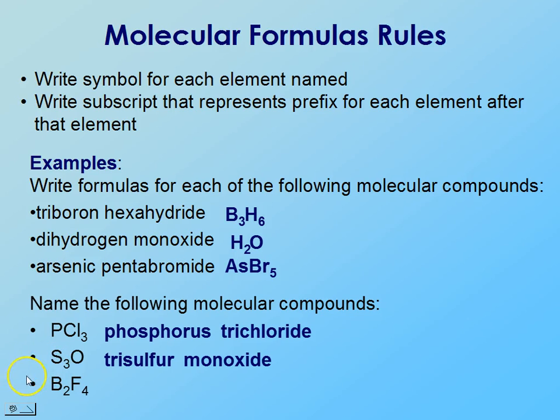Finally, in the last example, B2, 2 would be di, and then B is boron. Again, full name for the first one. And then F4, 4 is tetra, fluoride.